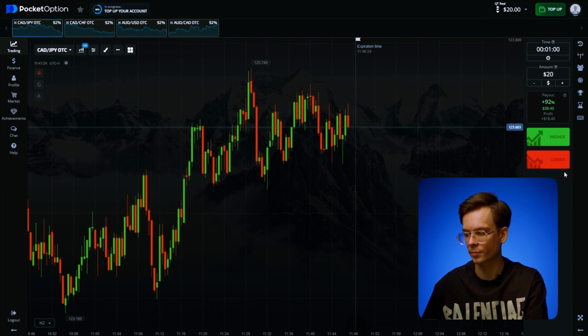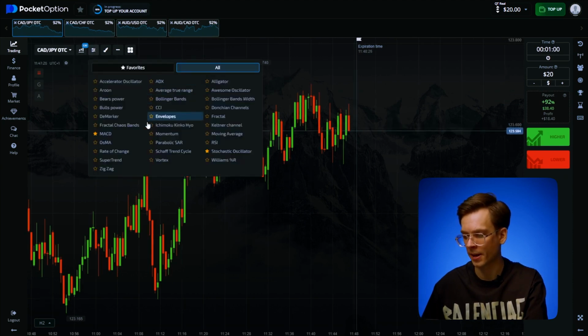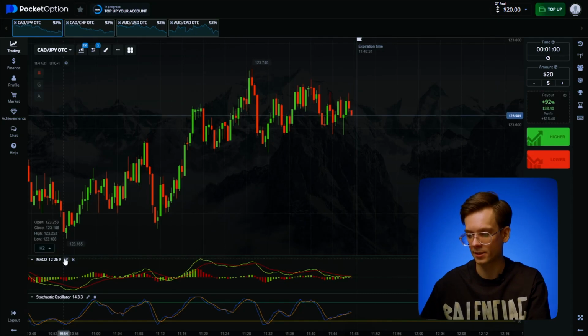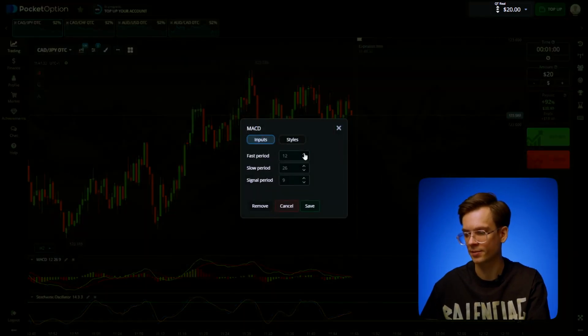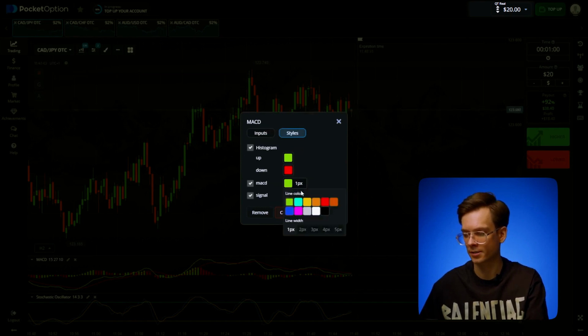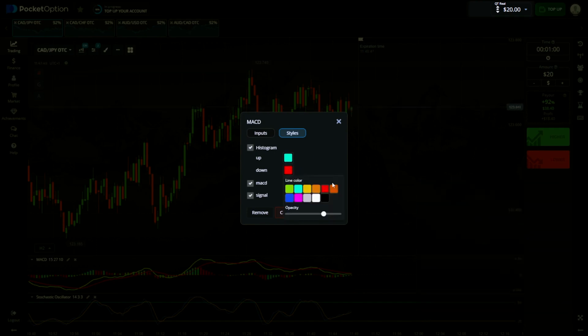Now let's move on to the first pair and add the indicators MACD and stochastic. Awesome. This is a combination of top quality indicators. Why? I'll explain that in detail towards the end of the session once you've seen them in action. Now for the MACD, let's set the fast period to 15, slow period 27, signal period 10.